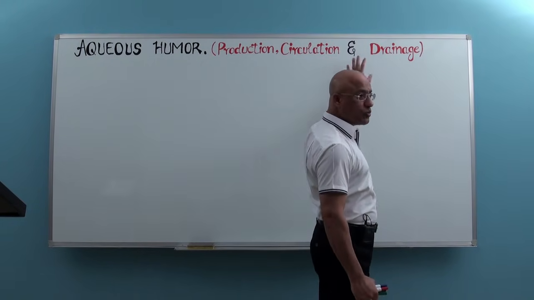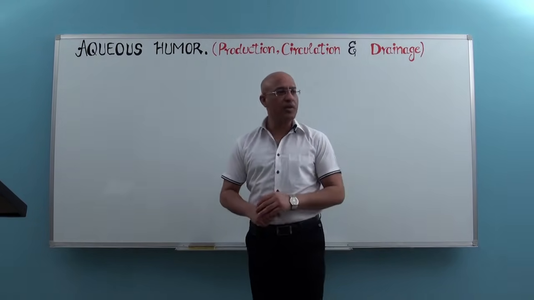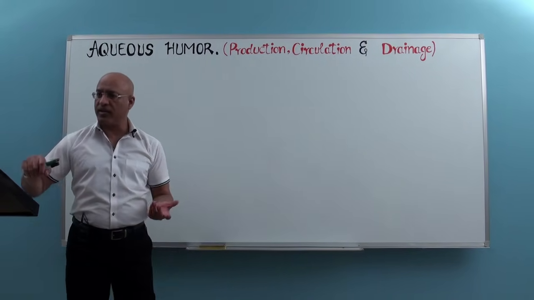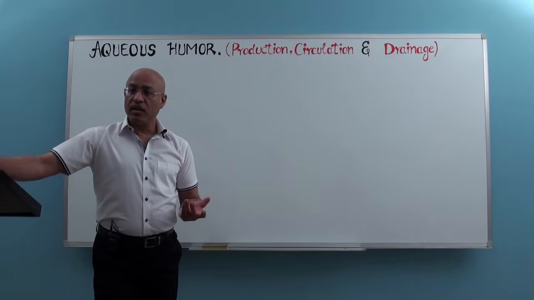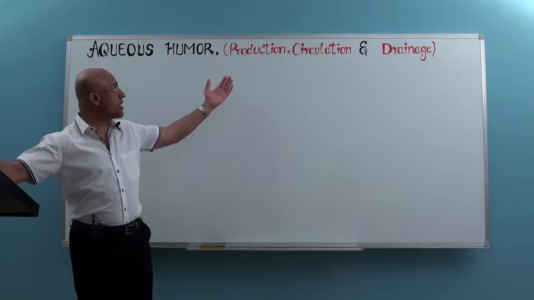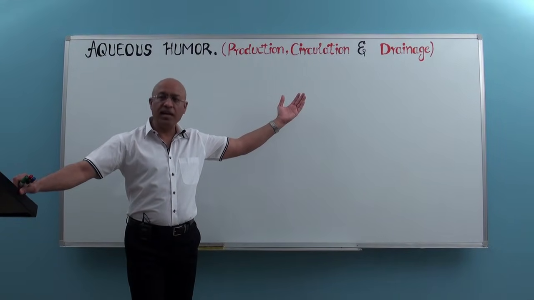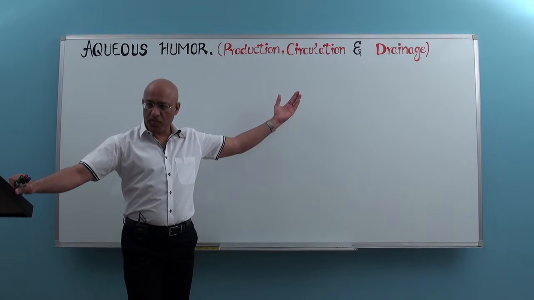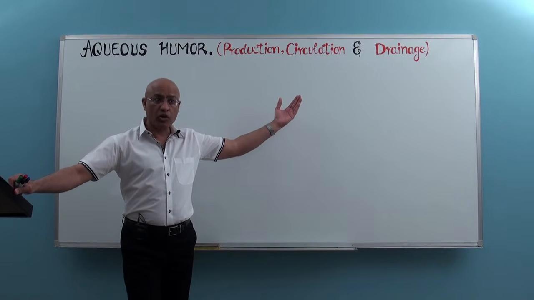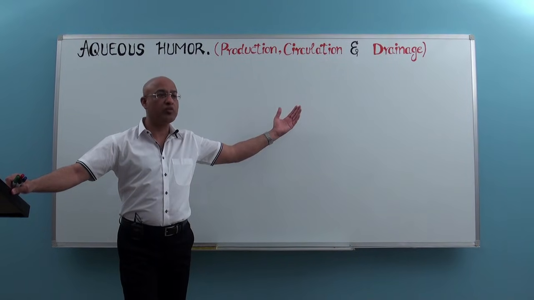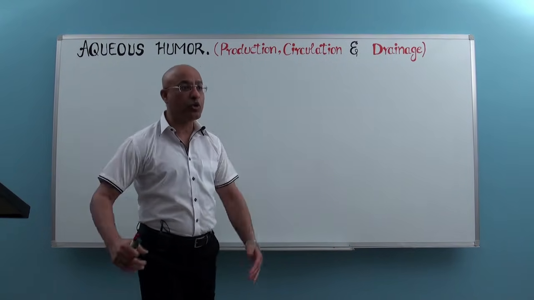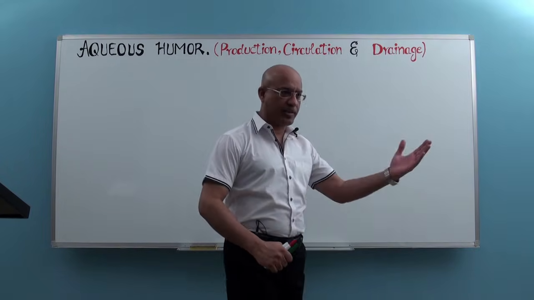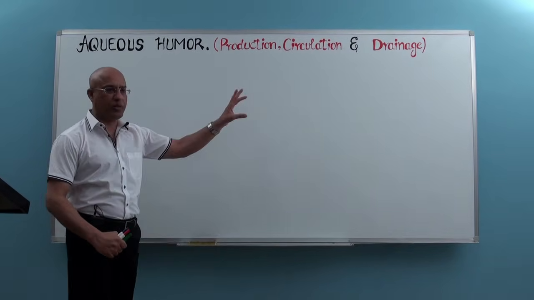It's very important to know about aqueous humor, its production, its circulation and drainage, because if there is interference with these mechanisms, that may lead to pathologically high intraocular pressure, and pathologically high intraocular pressure is one of the major risk factors for a group of diseases called glaucoma, which we will discuss later. Today we will just talk about the very basics.